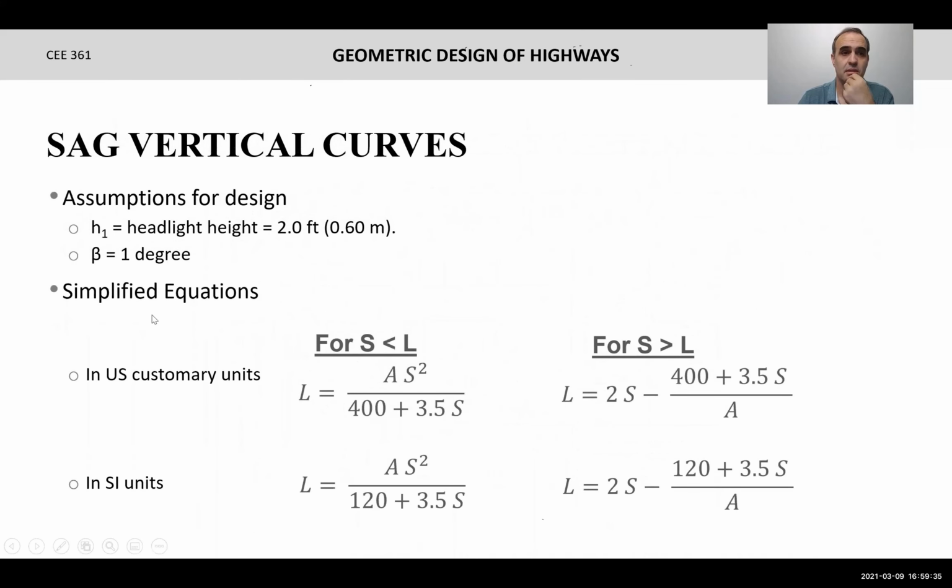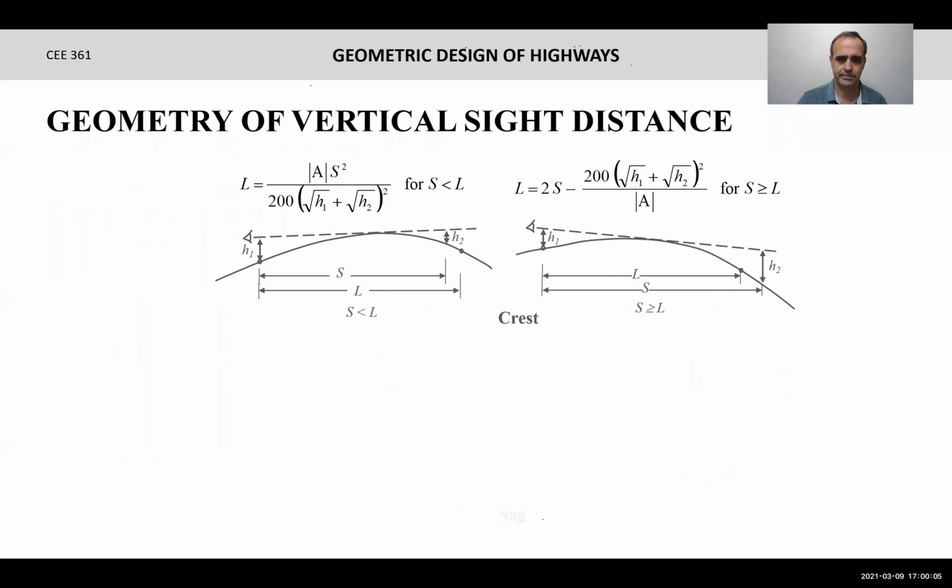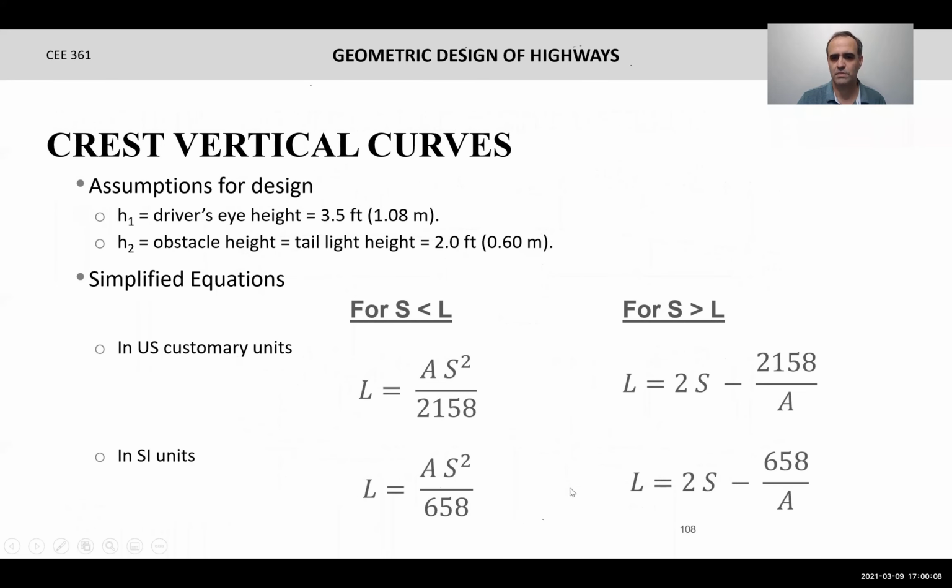For sags, I have a slide with sag vertical curves where you have, for the US customary units, 400 and 3.5. So that's why I picked these equations. If I give you a problem with the length in meters, or the sight distance in meters and the speed in kilometers per hour, then use these equations. These for sags, or these two for crest vertical curves. So it's just a matter of picking the right equations from there.